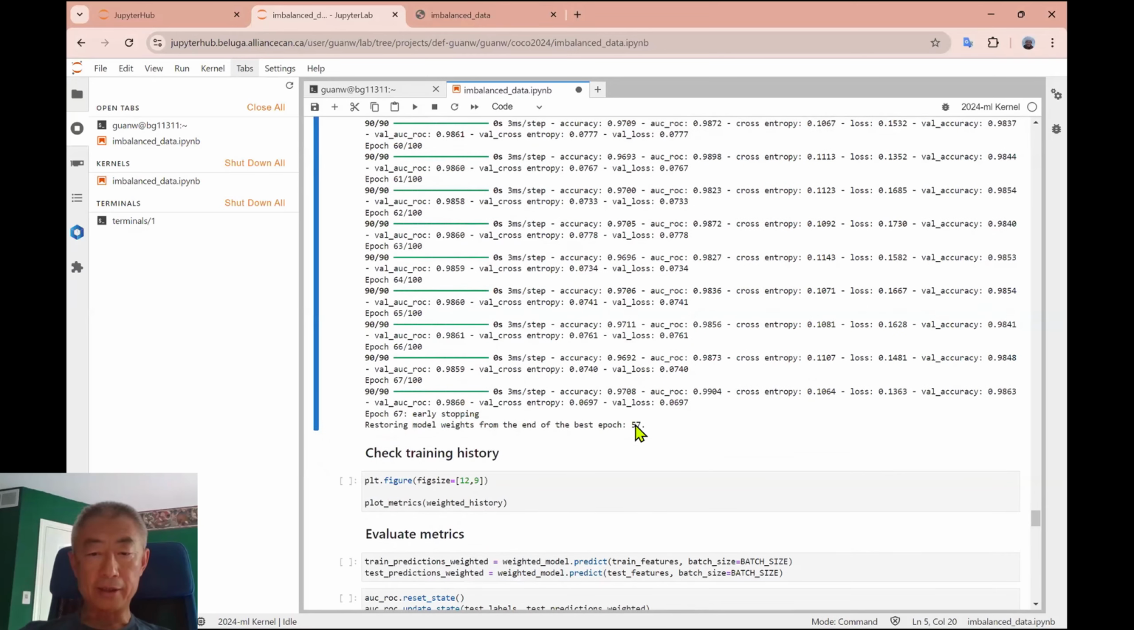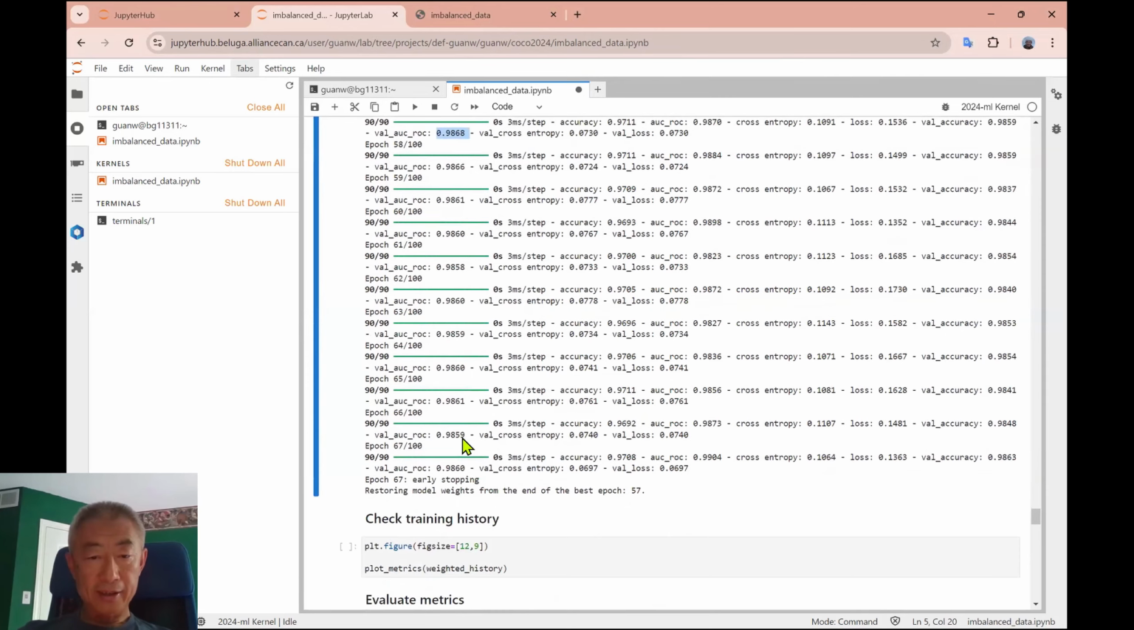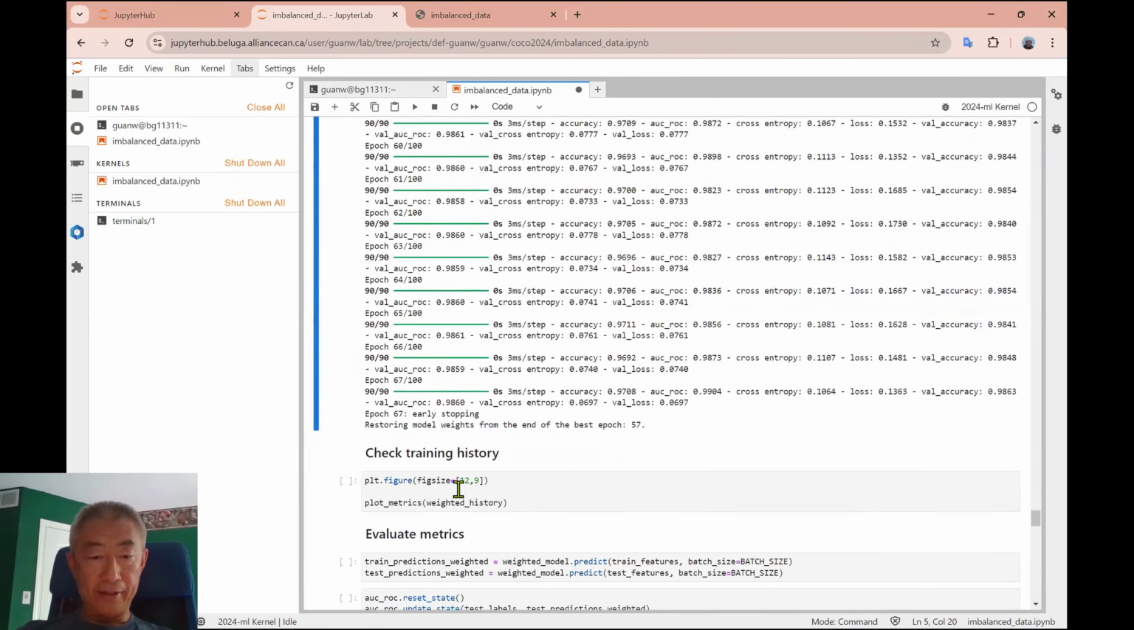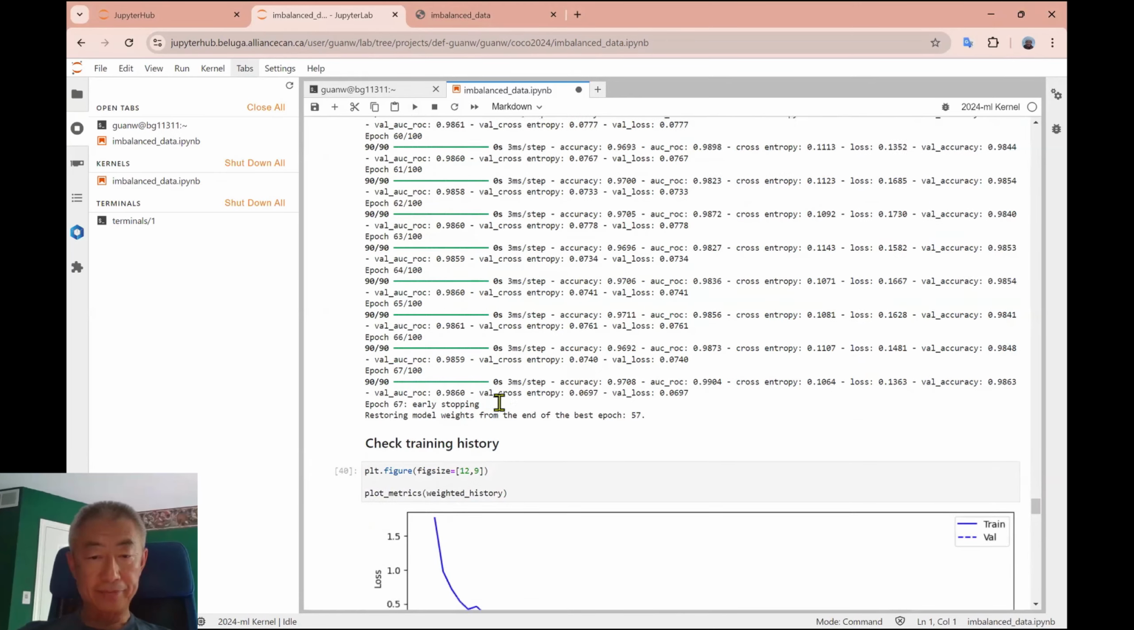So the best result is from epoch 57. So let's go back to where is it? 57 is here, and the best value is 0.9868. So that's the best result. And then we do the same thing. We just plot it.